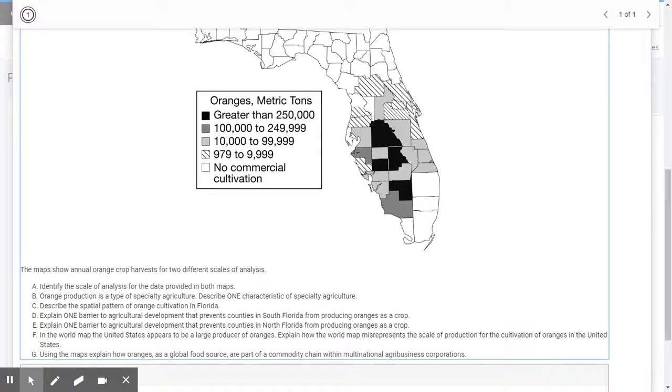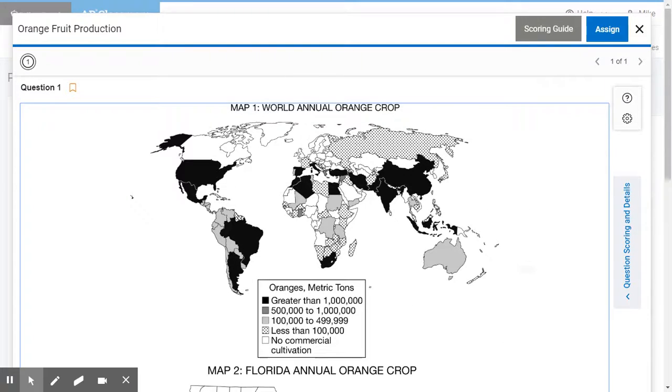Part F. In the world map, the United States appears to be a large producer of oranges. Explain how the world map misrepresents the scale of production for the cultivation of oranges in the United States. So we're looking at this map, and it looks like the United States is doing pretty well overall as a producer of oranges. It ranks right up there with the top orange producers in the world. You know, you've got India, you have Morocco and Brazil and Mexico, okay?